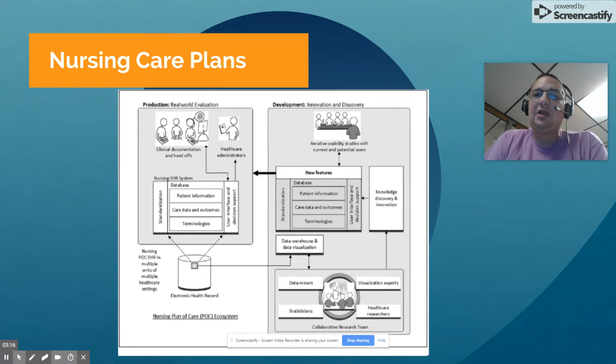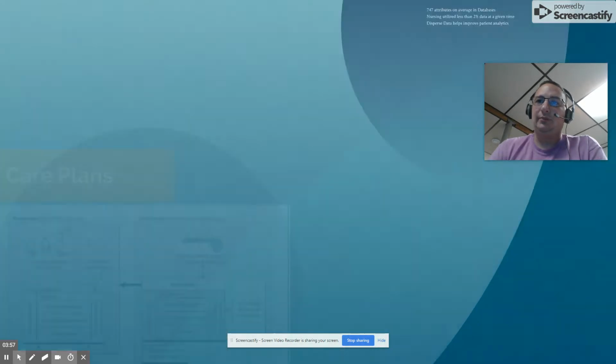And our EHR system, this is our database or our data warehouse. So this is where the standardization is developed and implemented, our terminologies, all of our outcomes are collected in our patient information. From that, we can turn it over to data miners and visualization experts and statisticians who are able to look at this data, analyze it, and find trends and see different knowledge discovery that can help improve patient care and reduce costs. And they share this with the stakeholders, and ultimately it gets implemented into our EHR, where we are able to implement it at the patient bedside and improve our patient outcomes.